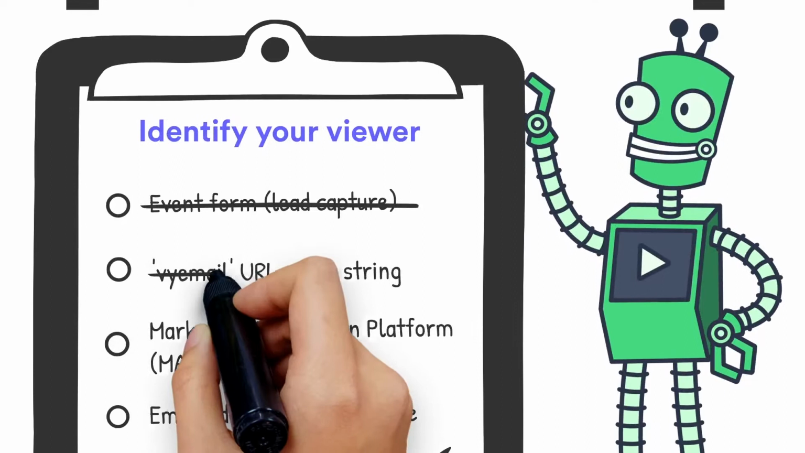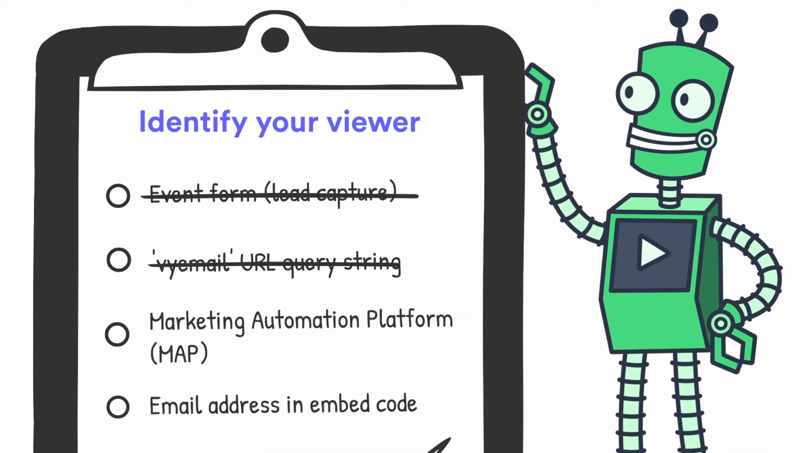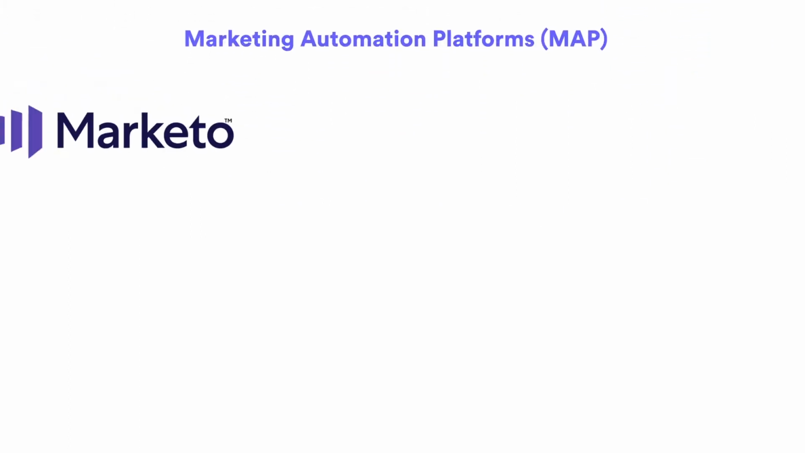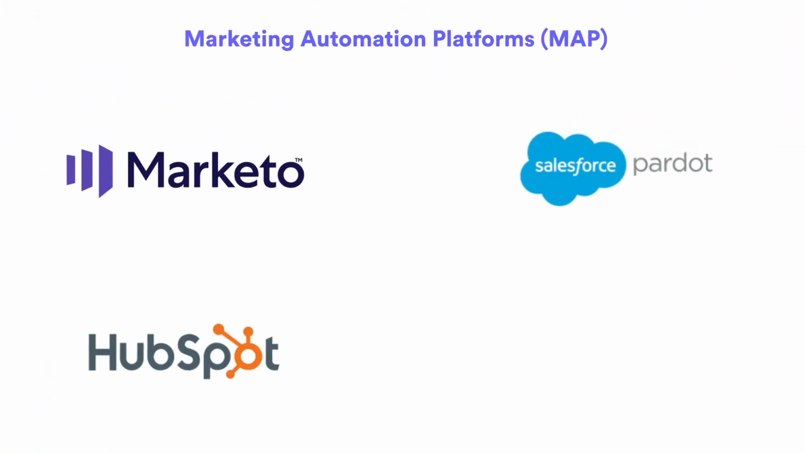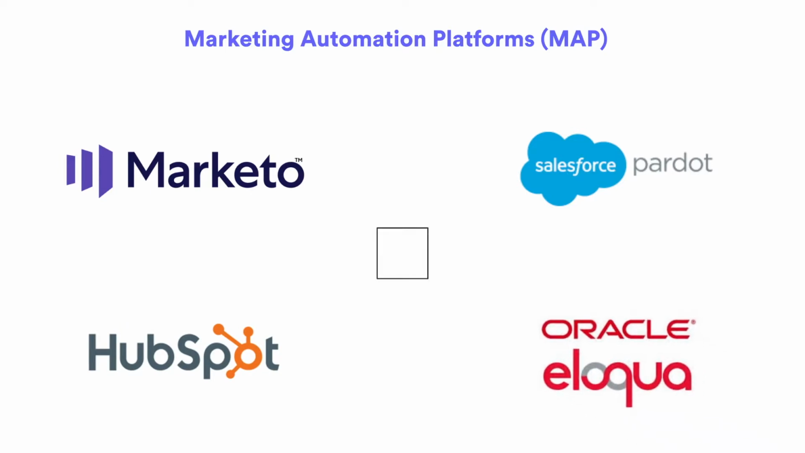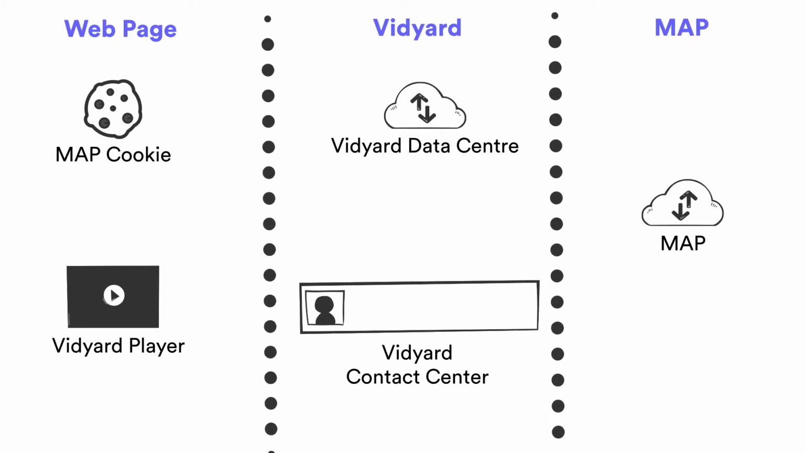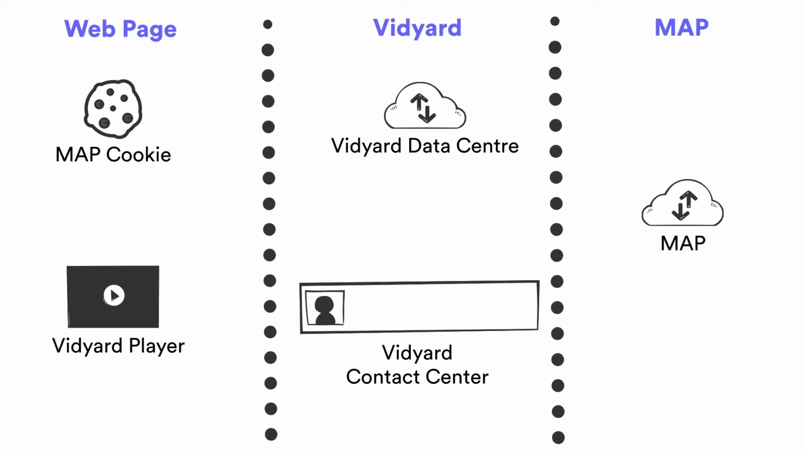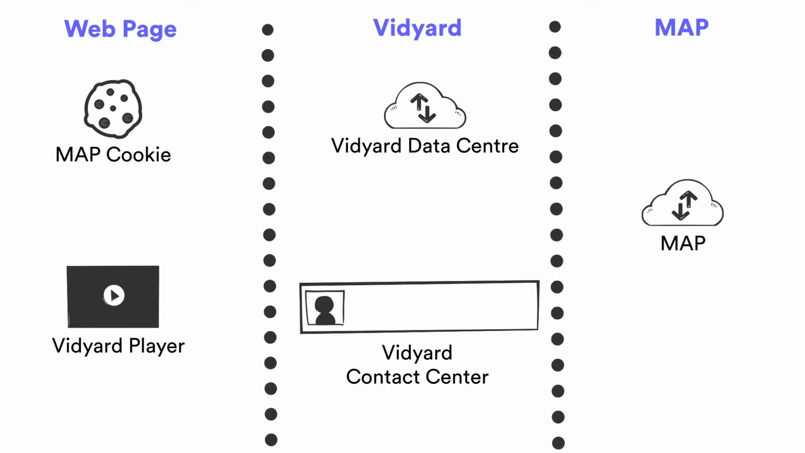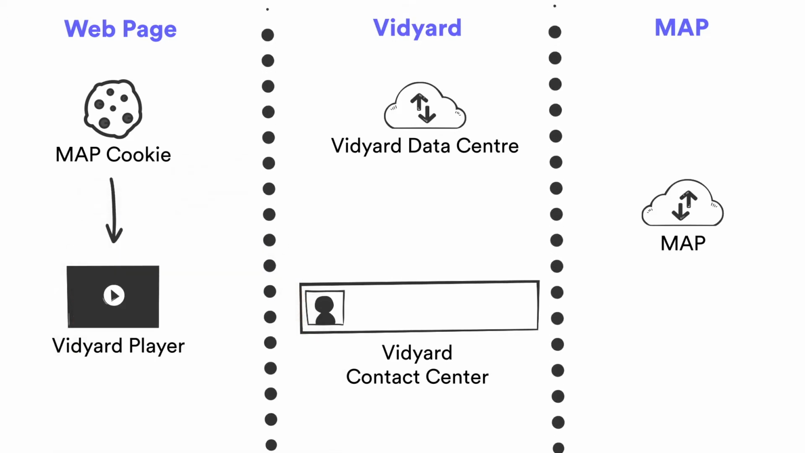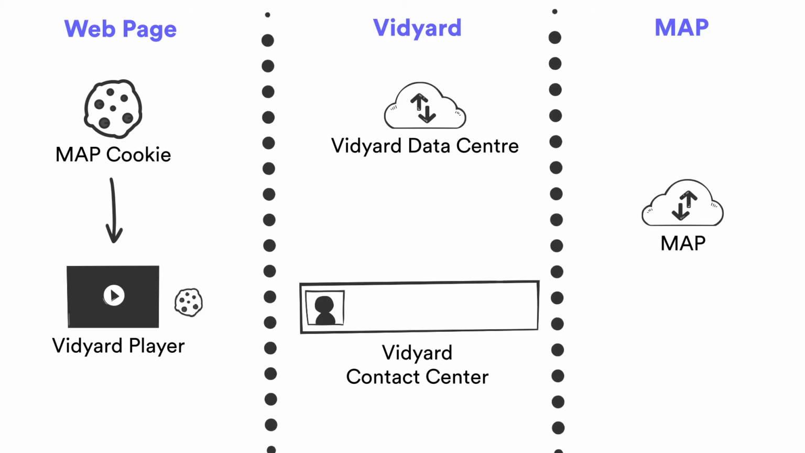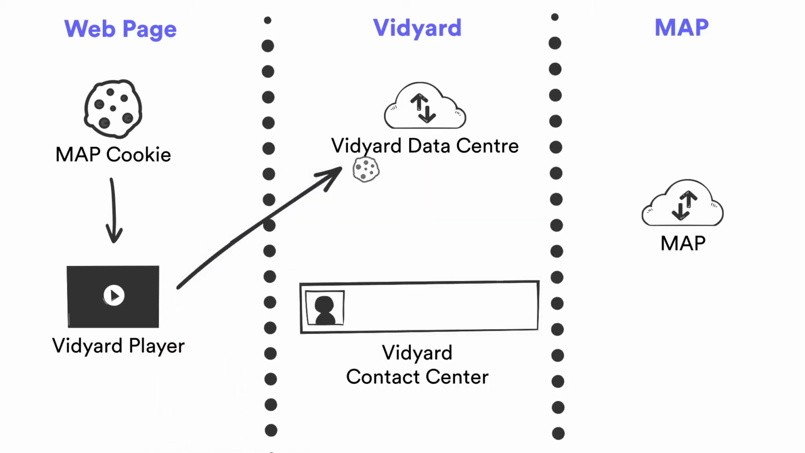Next up is identifying via your marketing automation platform, also known as a MAP. If you have a MAP integration into Vidyard, then simply embedding a player on your scripted page should be enough to identify your viewer. In this scenario, you'll have to ensure that each potential viewer's email address has already been captured via a MAP form. The integration in your group provides a behind-the-scenes infrastructure to transfer cookie and email address information to and from the MAP. The diagram here shows how the data is passed from the web page and eventually into your contact center.